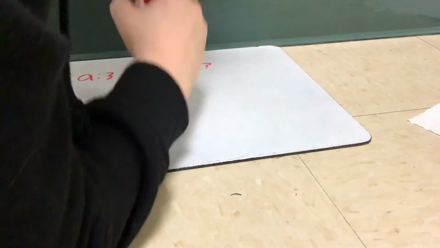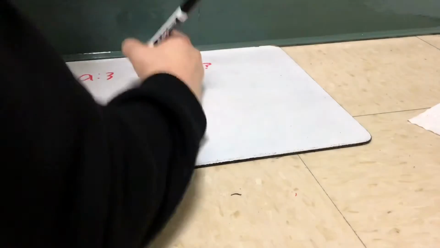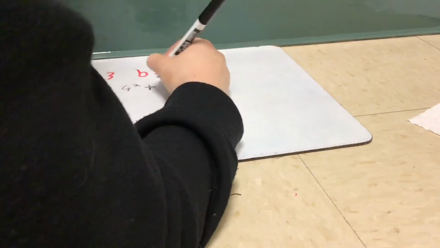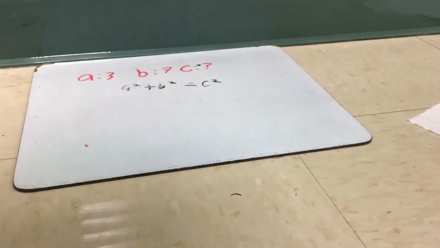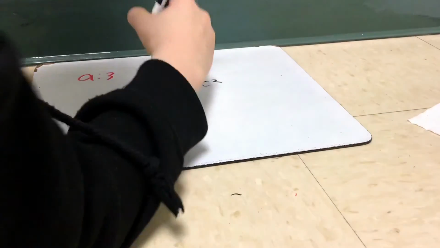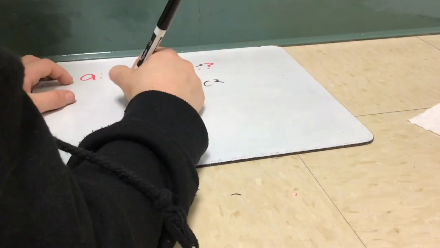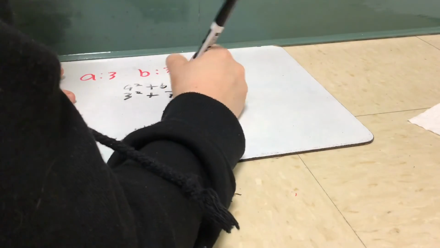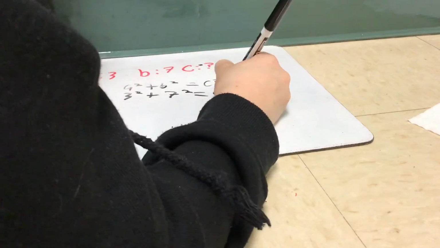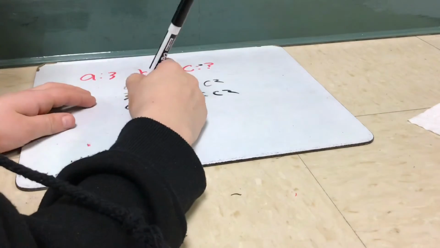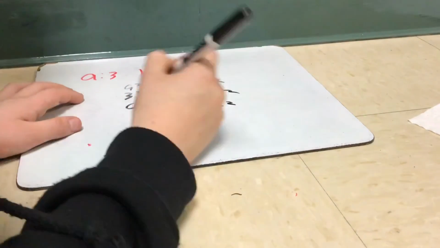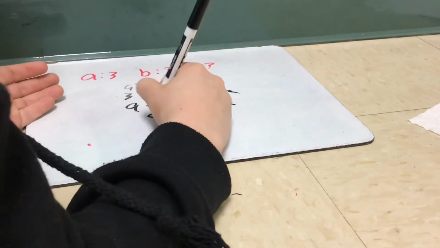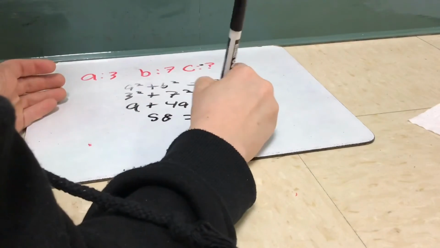So you write the formula as usual: a squared plus b squared equals c squared. After that, you apply the numbers. So 3 squared plus 7 squared equals c squared. Then you square the numbers: 9 plus 49 equals c squared. And you add the numbers, which is 58 equals c squared.